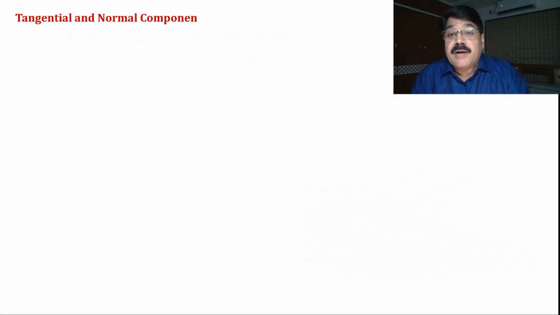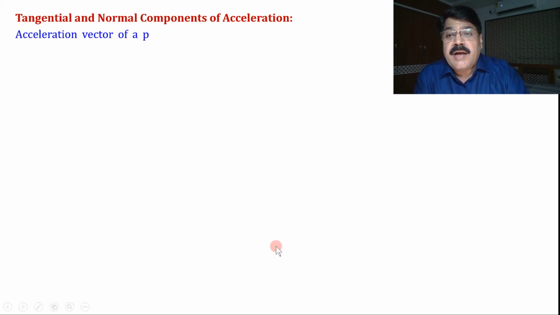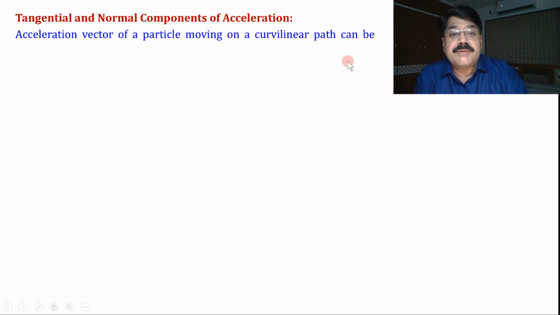Tangential and normal components of acceleration. Actually, I am not going to revise the entire kinematics, only the important facts we have to use here. Tangential and normal components of acceleration: what are they? The acceleration vector of a particle moving on a curvilinear path can be resolved into its normal and tangential components.